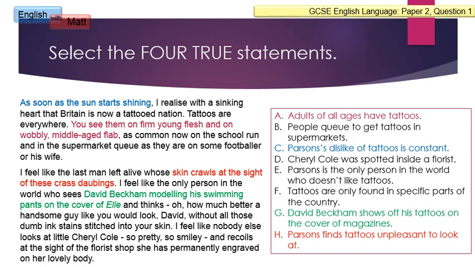So C is true. G is true because we need to know that Al is a magazine, and therefore we're using our inference skills. And clearly, if you're on the cover of Al, it means that you're showing off your tattoos on a magazine. And finally, H is true because he says that his skin crawls at the sight of these crass daubings, meaning, in other words, that he finds them unpleasant to look at.